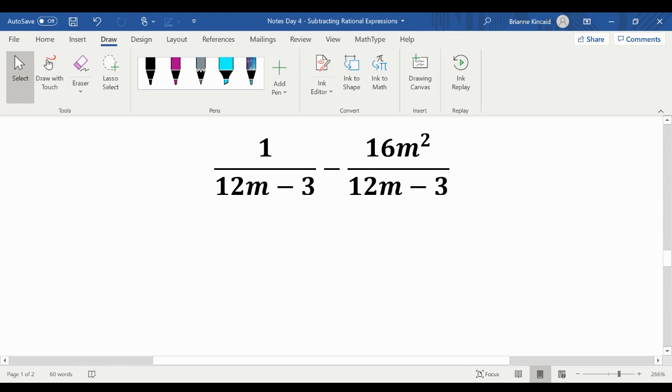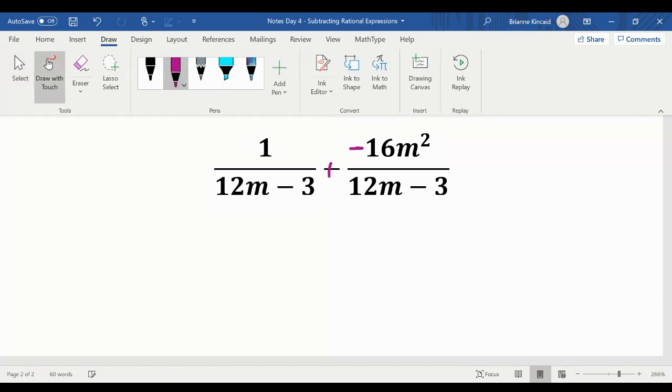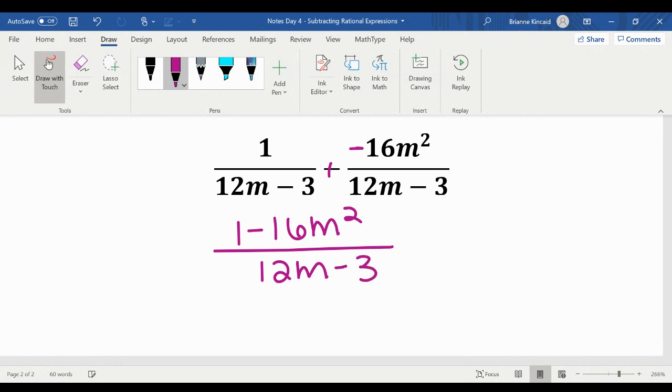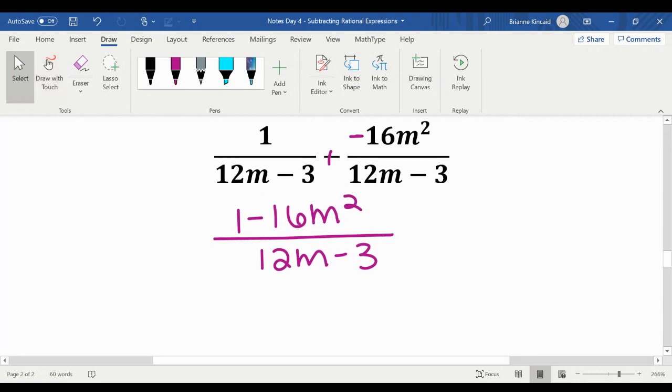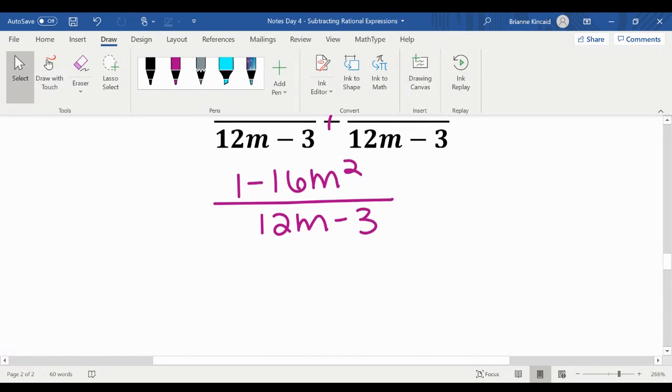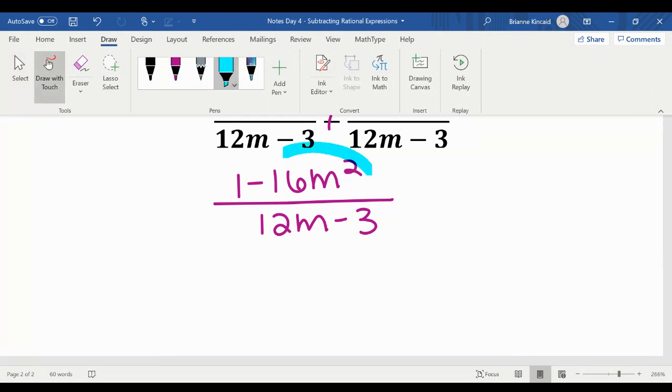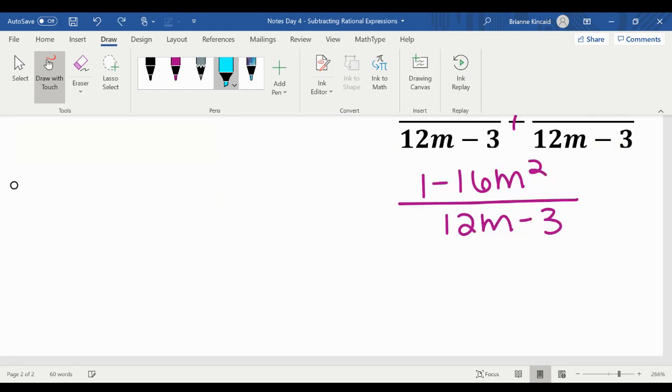All right, second example. I have a common denominator, so I'm going to change it to addition. That becomes plus, and then negative 16m squared. So this is 1 minus 16m squared all over 12m minus 3. First thing that we're going to do is we never like to see our biggest term. So in this case, our biggest term is this 16m squared because it has the greatest exponent. We never like to see that negative.